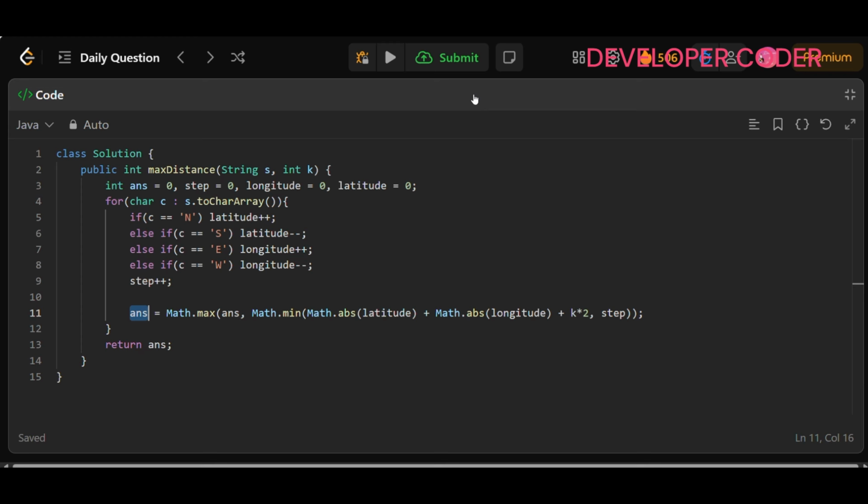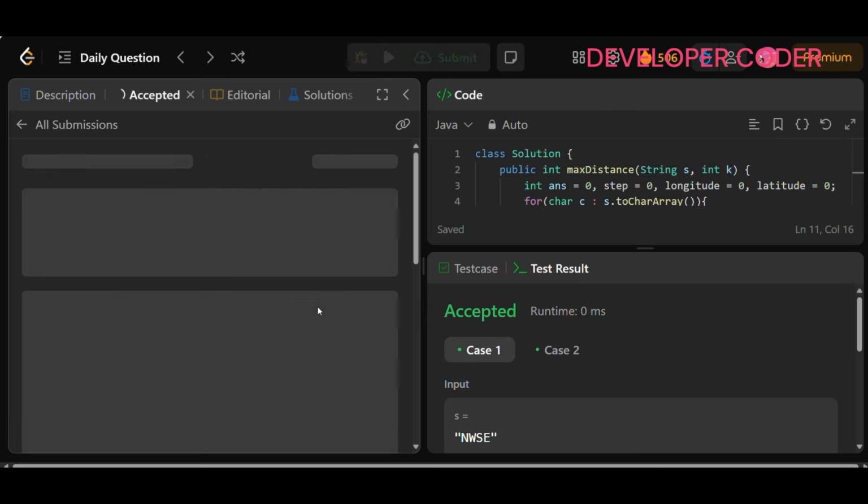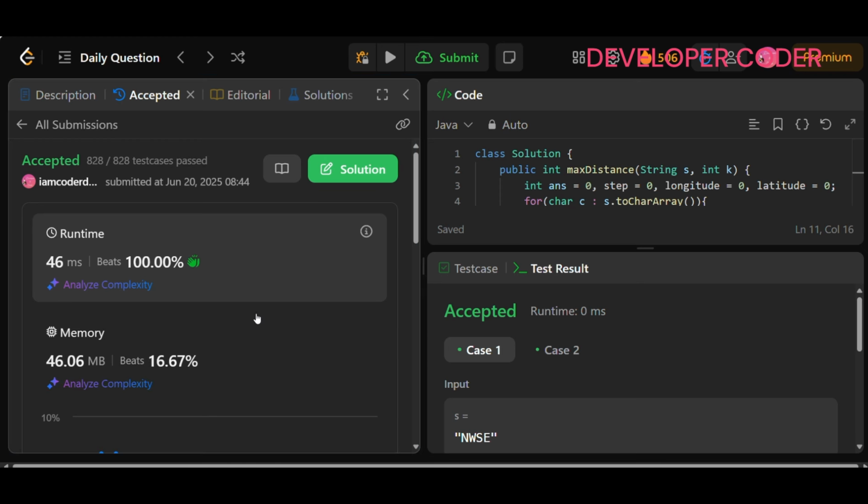All right, so now let's submit it. So see, our solution is accepted, right?